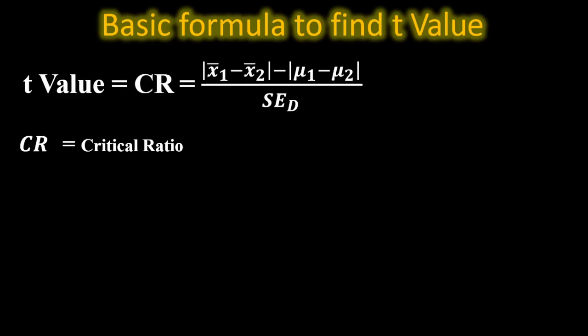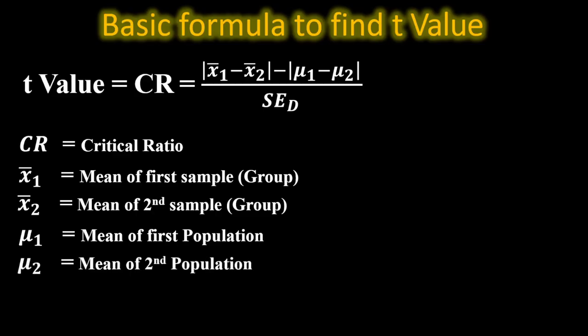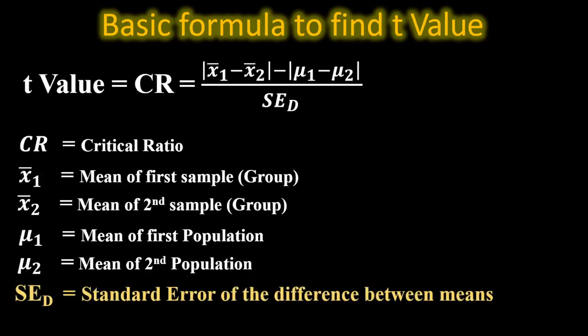Friends, in some cases it is written t-value and in some cases it is written critical ratio. x bar 1 is the mean of the first sample or first group, x bar 2 is the mean of the second sample or group, mu 1 is the mean of the first population from which the first sample is taken, mu 2 is the mean of the second population from which the second sample is taken. SED is the standard error of the difference between means.